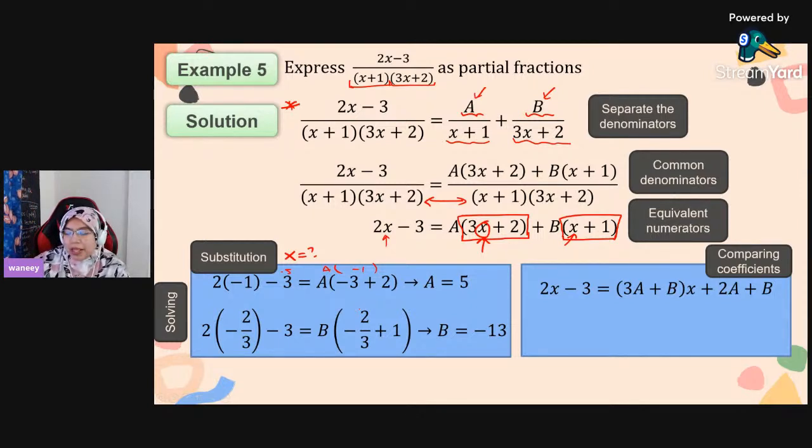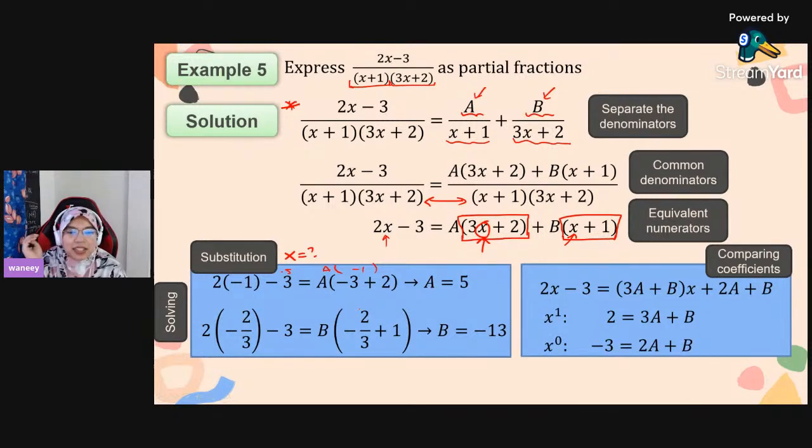So when we compare them, we should be able to see that 2 is equal to 3a plus b, and then -3 is equal to 2a plus b. And then solve them simultaneously, solve simultaneous equation. Then you are going to get the same value for A and B. They will be similar, just depending on whether it will take longer or not. Okay, so now A is 5, B is -3.